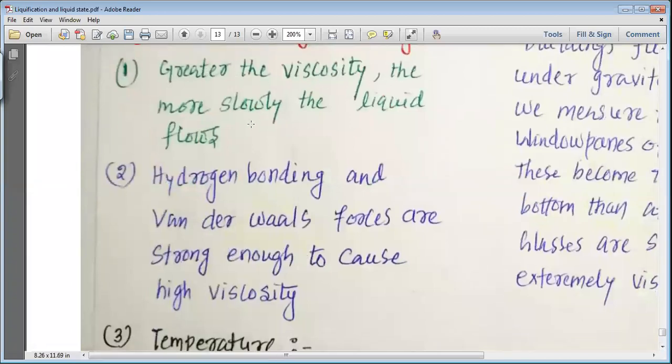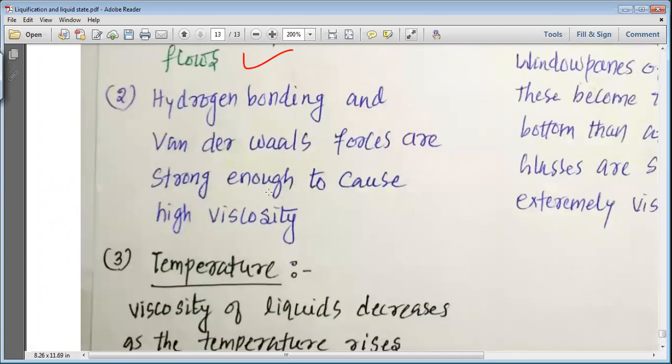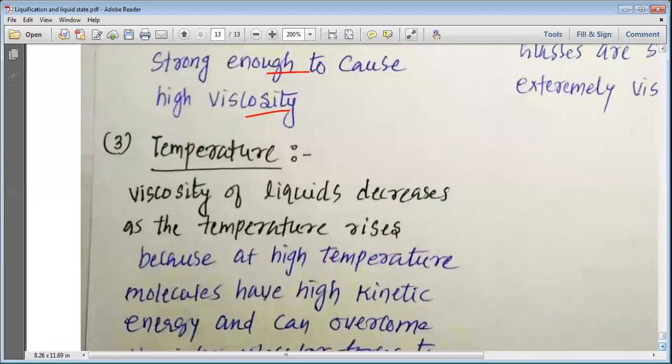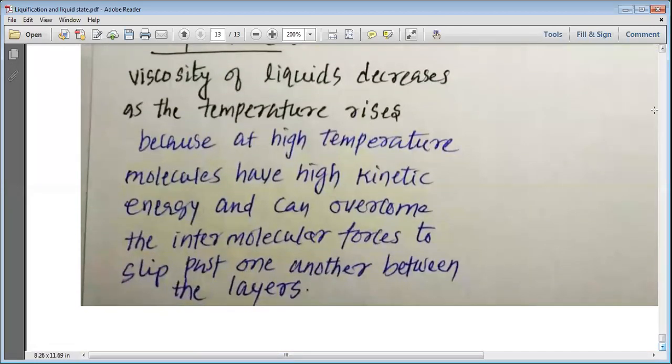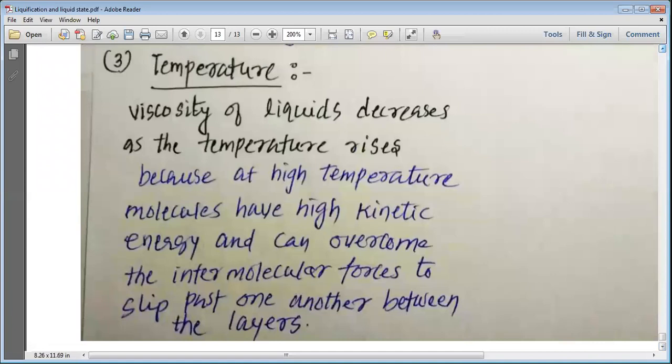The greater the viscosity, the more slowly the liquid flows. So, we have honey, we have castor oil. They are more viscous than water. So this is how we can say that the more the viscosity, the slower they flow. Hydrogen bonding and van der Waals forces are strong enough to cause high viscosity. So those liquids that have hydrogen bonding or strong van der Waals forces cause high viscosity.